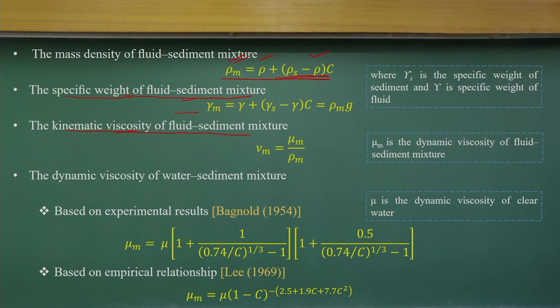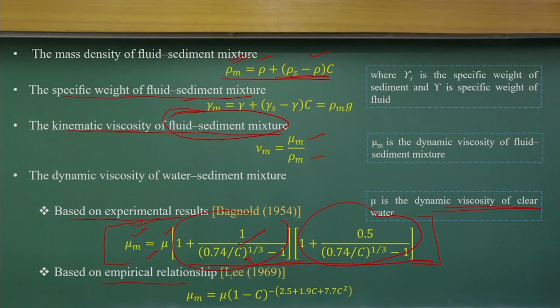The kinematic viscosity, for the fluid and sediment mixtures also, we can define like in fluid mechanics, the dynamic viscosity divided by rho. And the dynamic viscosity, from the experimental results, has been established as a function of capital C. Here mu stands for the dynamic viscosity of clear water. As the sediment concentration changes, the viscosity of the fluid and sediment mixture changes, and experimentally it follows as a function of mu, the dynamic viscosity of clear water, with a multiple constant which is a function of capital C.